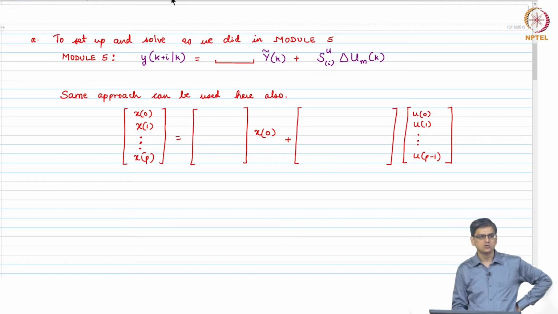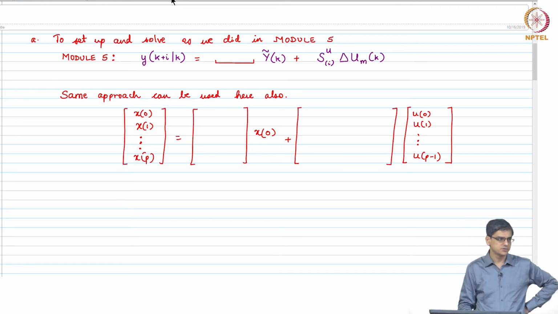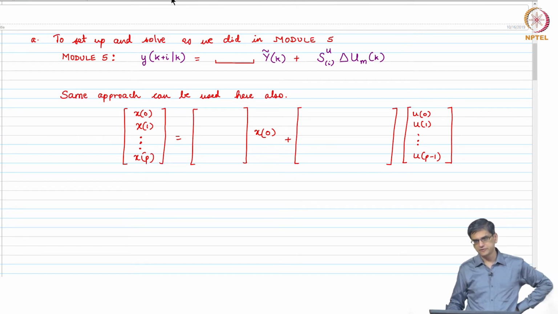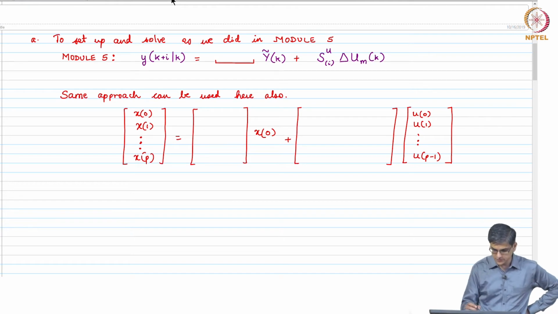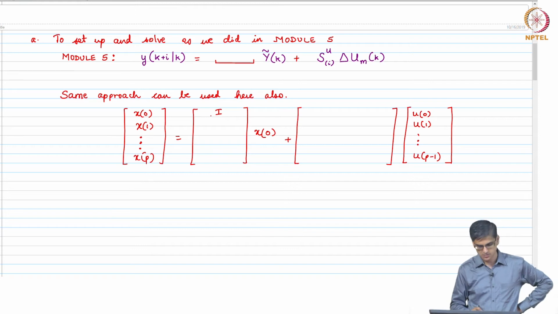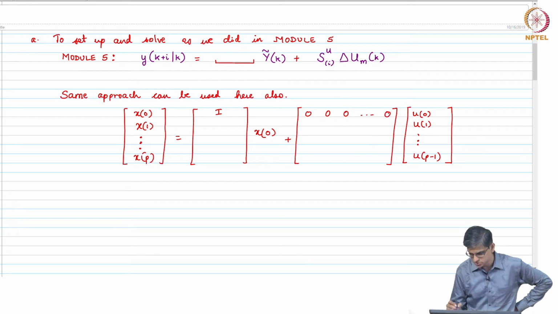Okay. How is x1 related to x0 and u0? How is x2 related to x0, u0, u1? How is x3 related to x0, u0, u1, u2? That is what you need to find out. First row I will just populate for you. This is going to be identity matrix, okay, and 0, 0, 0, 0.